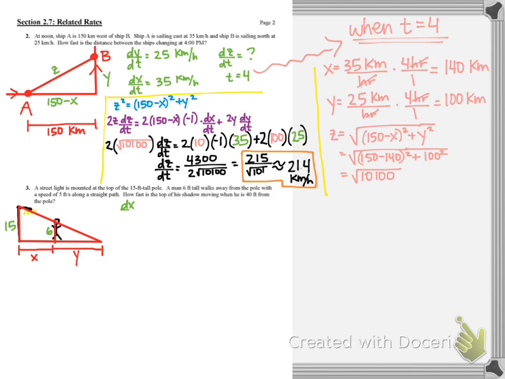Other rates I know is that dx/dt, that's how fast the man is walking away from the light, is equal to 5 feet per second. I also know they want to know when he is 40 feet away. That would be an x value of 40. What I'm trying to find is how the top of his shadow is moving. The top of his shadow would be at the end of x plus y. So the derivative of x plus y with respect to t is what we're trying to solve.